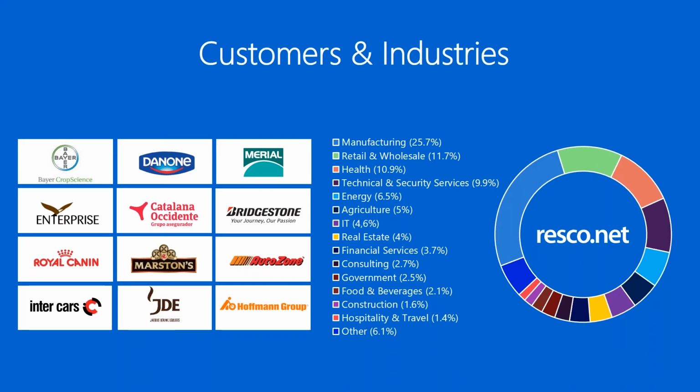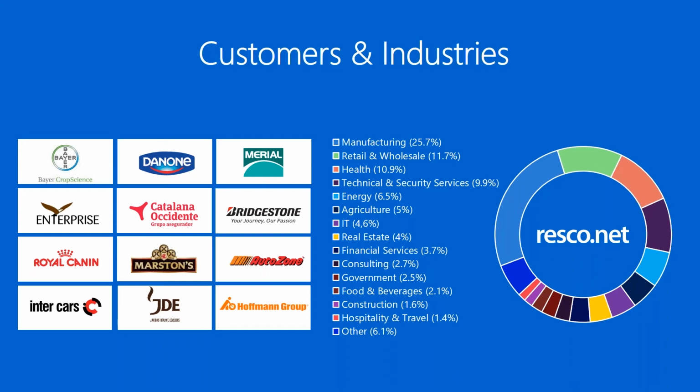At the moment, as I said, we have quite a big range of customers. These are companies from various walks of life and various sizes. First of all, there are small and medium-sized businesses, and then also big enterprise clients such as Bayer Crop Science, Danone, Royal Canin, AutoZone, or Bridgestone that you might be familiar with. Our customers come from a wide range of industries. The most popular ones, where our application is most often used, are manufacturing, retail and wholesale, health, technical and security services, energy, agriculture, etc.